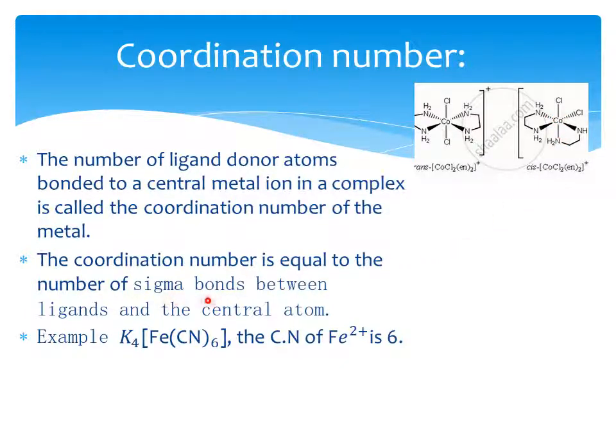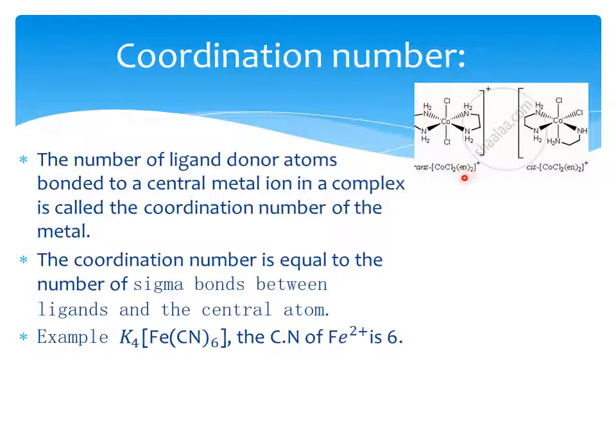So let's take an example. The coordination number is equal to the number of sigma bonds formed between the ligands and the central metal atom. That's what we saw here. There are 6 sigma bonds, so its coordination number is said to be 6. But when you see this, you will think there are only 4 ligands, right? But chlorine is a monodentate ligand. One chlorine will make only one bond. There are 2 chlorines, so 2 bonds.